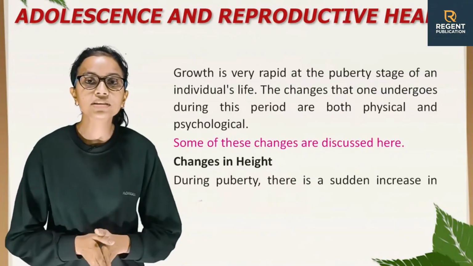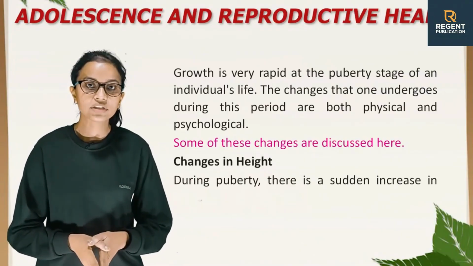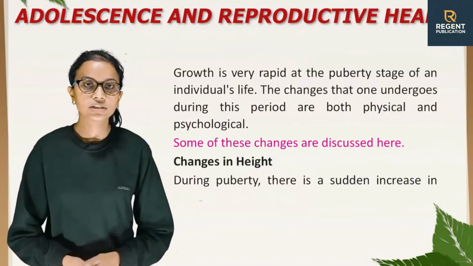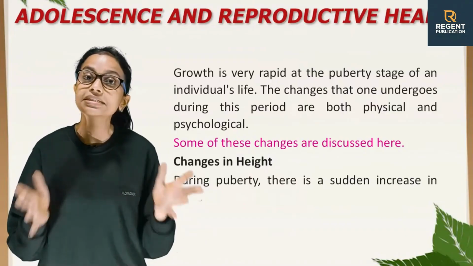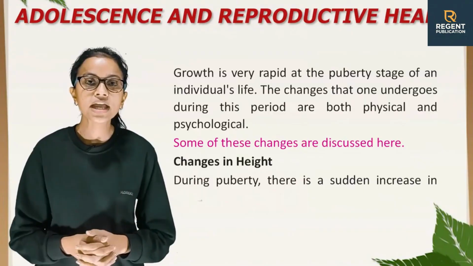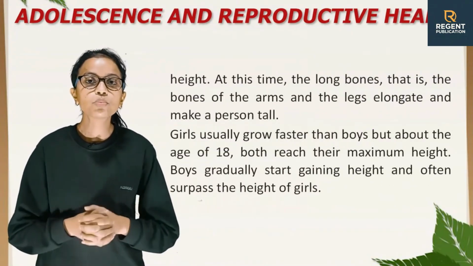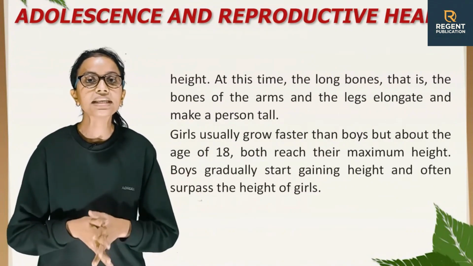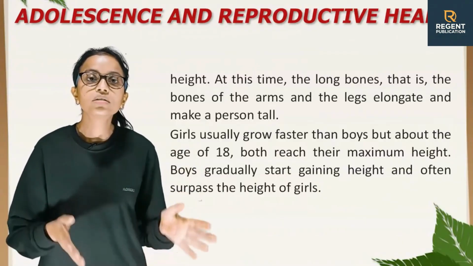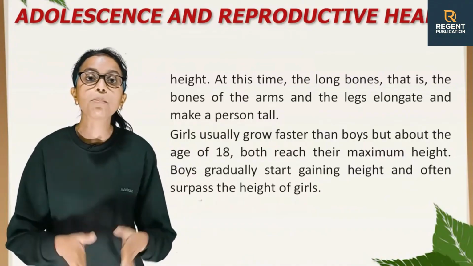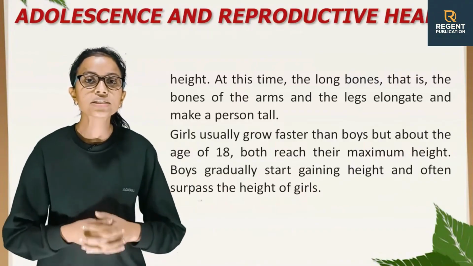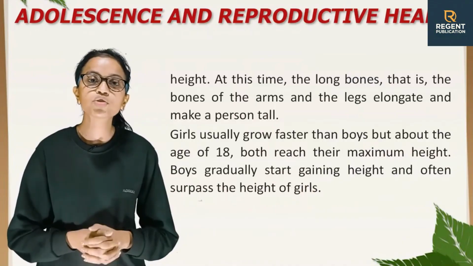Growth is very rapid at the puberty stage of an individual's life. The changes that one undergoes during this period are both physical and psychological. Some of these changes are discussed here. Changes in height. During puberty, there is a sudden increase in height. At this time, the long bones, that is, the bones of the arms and the legs, elongate and make a person tall. Girls usually grow faster than boys, but by about the age of 18 both reach their maximum height. Boys gradually start gaining height and often surpass the height of girls.